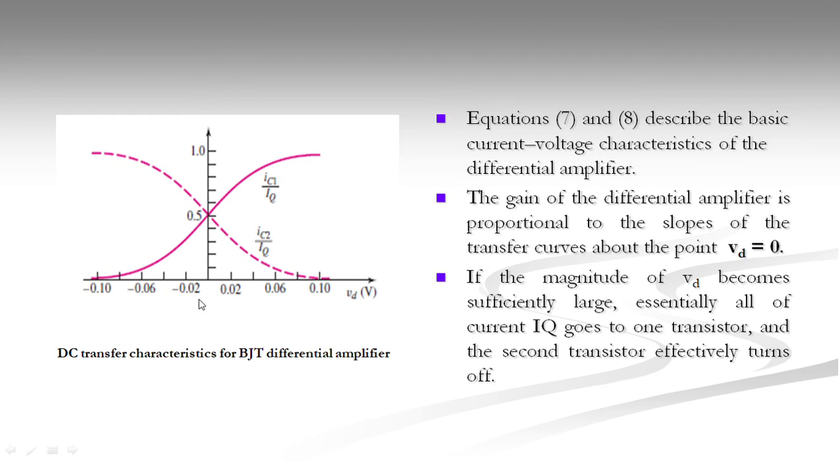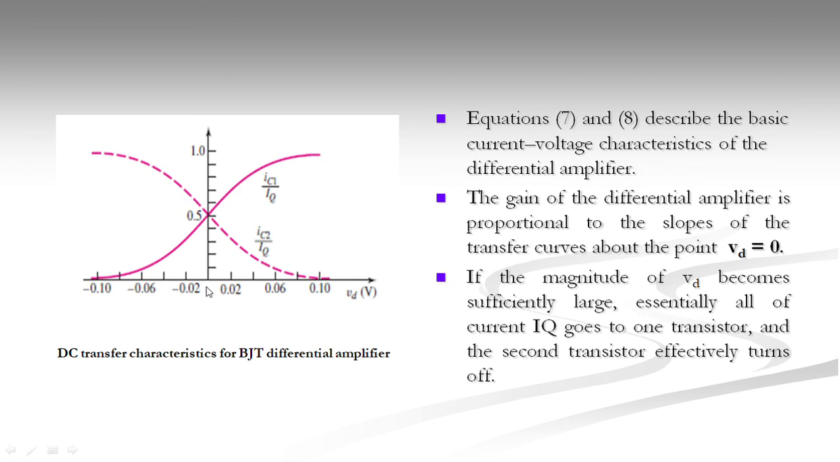Here the figure shows a DC transfer characteristic of a BJT differential amplifier, where the x-axis shows various values of the differential voltage, and the curves show IC2 by IQ and IC1 by IQ. From this curve, we can infer that the gain of the differential amplifier will be proportional to the slope of the transfer curve. This is the point where we get Vd equal to 0.